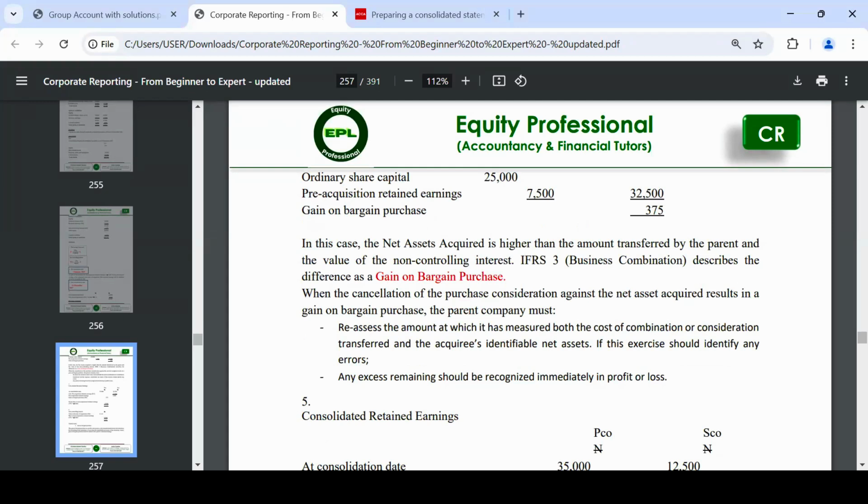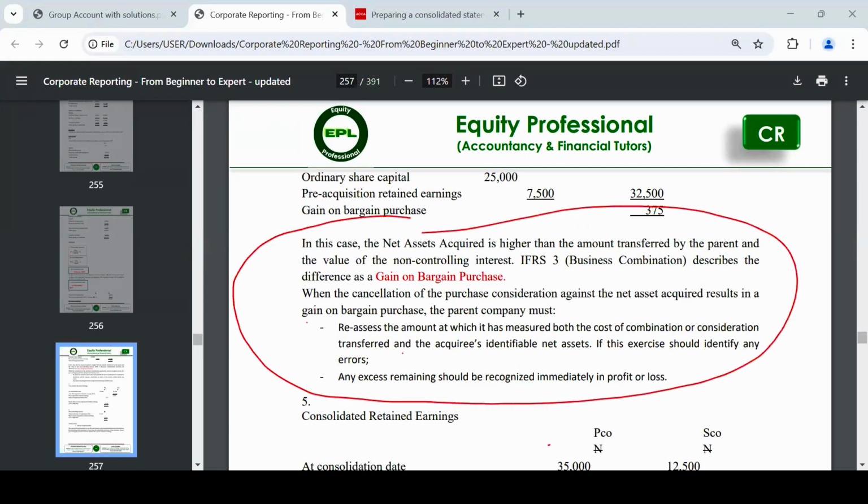Okay, let me annotate so that you can understand where I am making reference to. This is what I'm talking about here. It said in this case, the net assets acquired is higher than the amount transferred by the parent and the value of the NCI. IFRS 3 Business Combination describes this difference as a gain on bargain purchase.